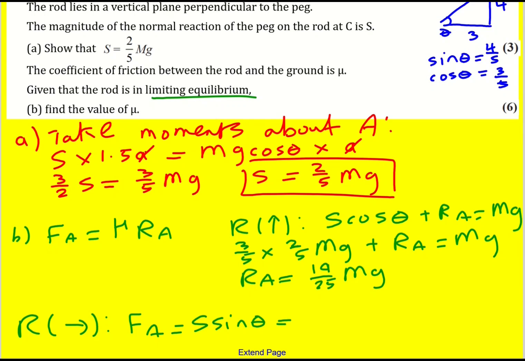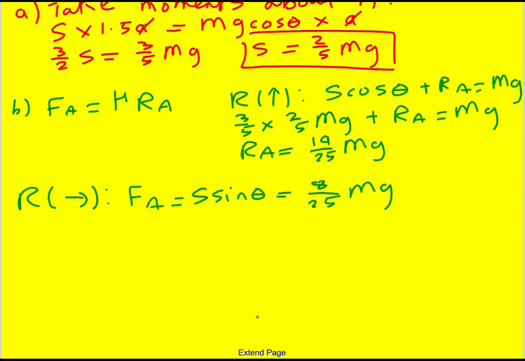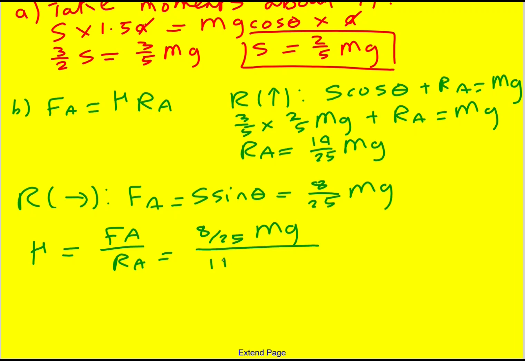So that'll be 4/5 times 2/5 mg, which becomes 8/25 capital mg. And we're one step away. Mu is going to equal FA over RA. So it's 8/25 capital mg over 19/25 capital mg. These just cancel. The 25s cancel. We're left with 8/19.